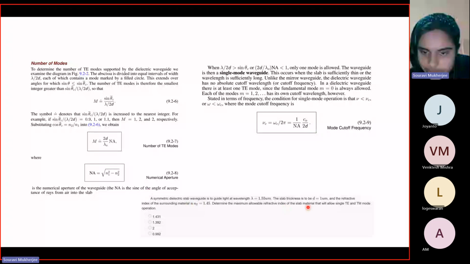So basically, this information will go into finding lambda naught. This is your wavelength for free space, basically lambda naught, right? What I was talking about is the effective lambda in the waveguide. Here, this is the free space wavelength.